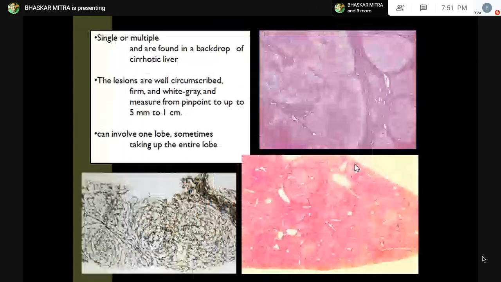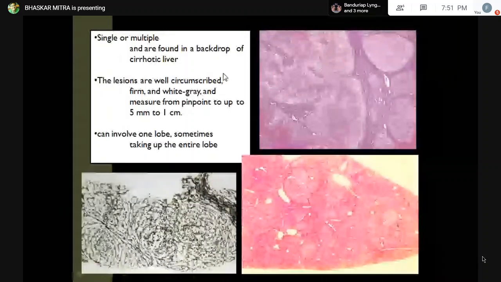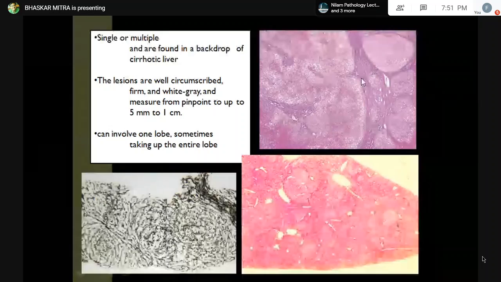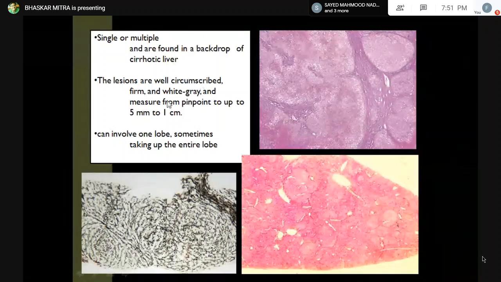These are usually single or multiple, usually found in a backdrop of a cirrhotic liver. This is a cirrhotic liver showing the bands of fibrosis enclosing the nodules of liver tissue. They are usually well circumscribed, as we can see in this picture, firm, and white-gray in color. They may be the size of a pinpoint, from 2 to 5 millimeters to 1 centimeter in length. They can involve the entire liver.